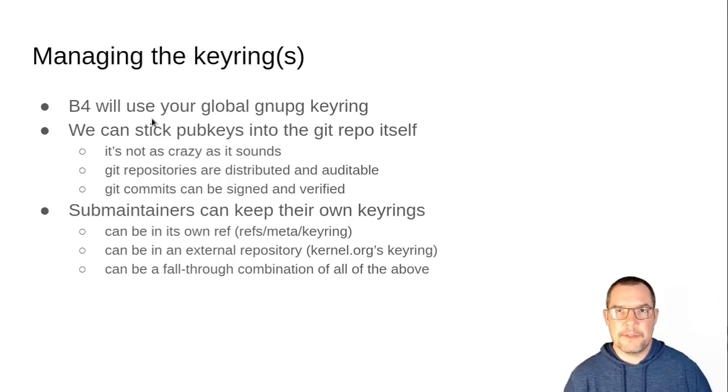So if you have copies of the repository in other places, you don't have to re-import the keys in a bunch of other places. You can use the kernel.org keyring like I've just demonstrated with my example, or you could use a fall-through combination of all of the above. B4 will look into any keyring source that you specified before it looks in your GNU-PG keyring. So you can play around with it. I recommend that you do this. I think it's a cool idea that allows us to simplify public key management for contributors and for sub-maintainers.